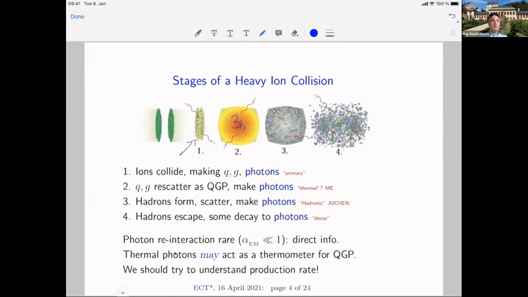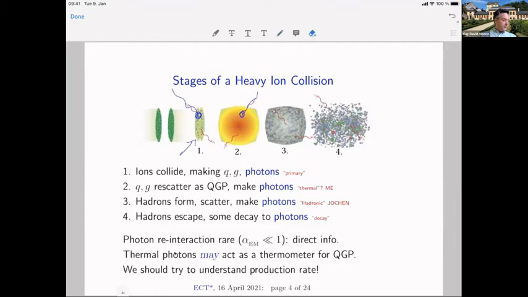And the thing that makes photons a very interesting probe of what's going on in these heavy ion collisions is that these photons produced at these very early stages make it out. Interactions between quarks and gluons or hadrons or whatever stuff, the soup that's making up this plasma, have such strong interactions that they don't make it out at this time.